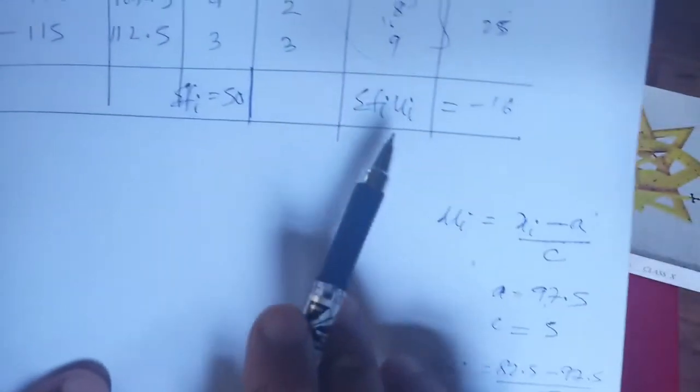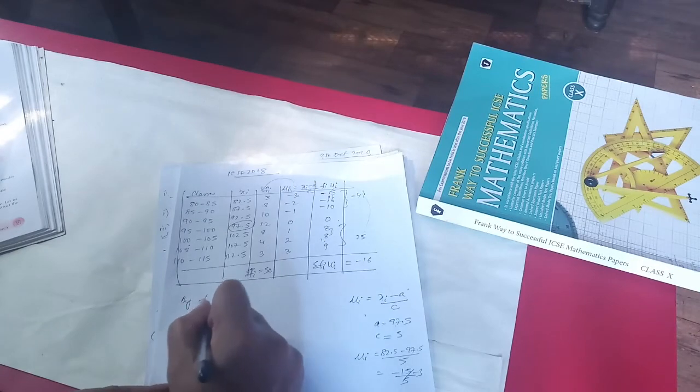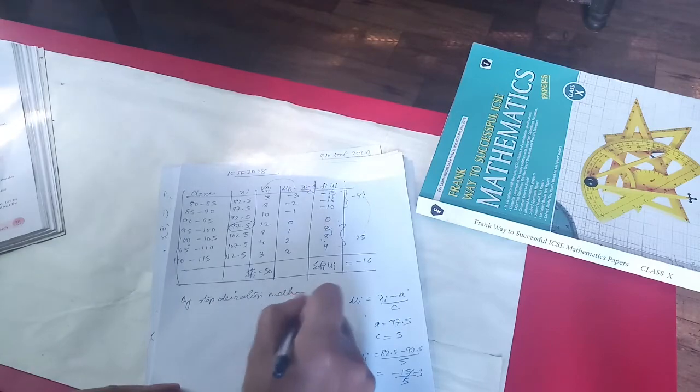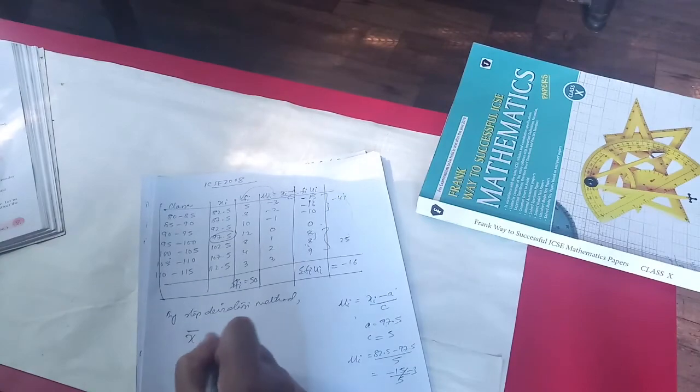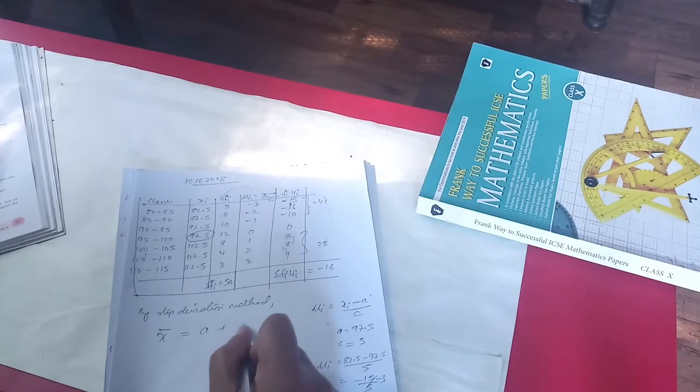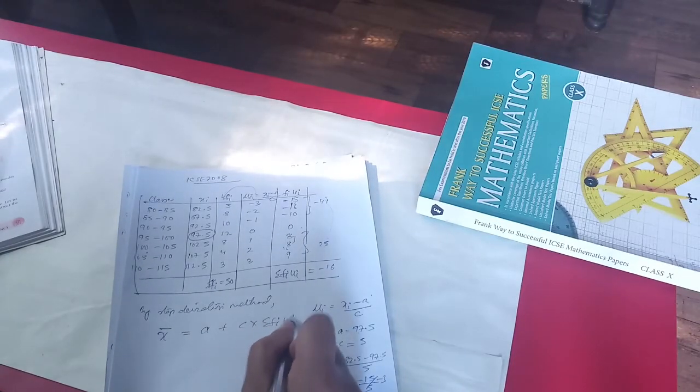So now you have got summation fi ui. Summation fi you got. You know the value of A, that is your assumed mean, and you know the value of class size C. Sometimes you can take this as small d also. Now by step deviation method, what is the formula of the mean? Mean is always written as x bar. Can you recall that formula? Yes, A plus C into summation fi ui divided by summation fi.